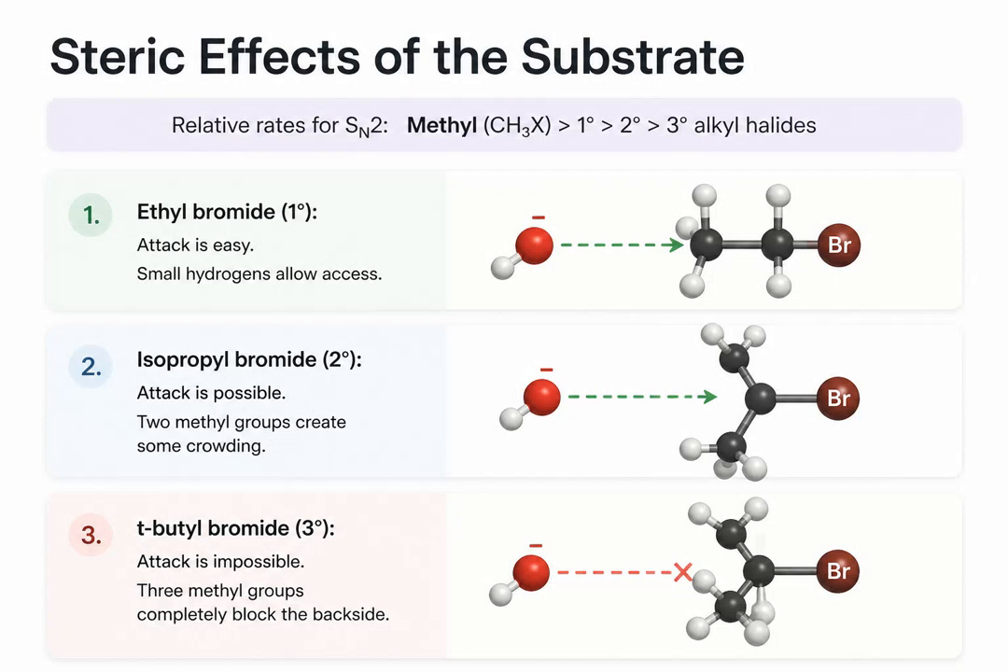Just as a bulky nucleophile struggles to attack, a bulky substrate is difficult to attack. For an SN2 reaction to occur, the nucleophile must approach the carbon from the side exactly opposite the leaving group. If the carbon is surrounded by small hydrogen atoms, like in a methyl or primary halide, this backside attack is easy. Adding alkyl groups increases steric hindrance. A secondary halide is slower but possible. However, a tertiary halide with 3 bulky alkyl groups completely blocks the backside trajectory. SN2 reactions simply do not occur on tertiary substrates.